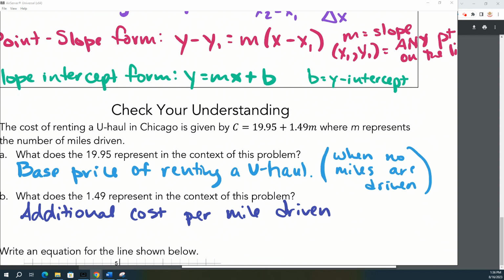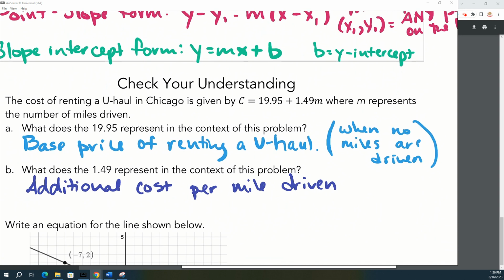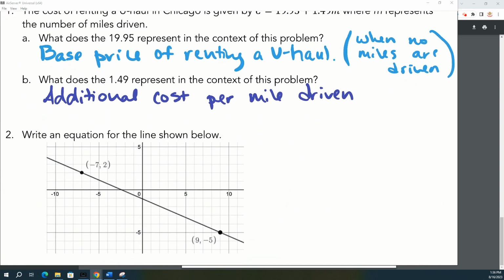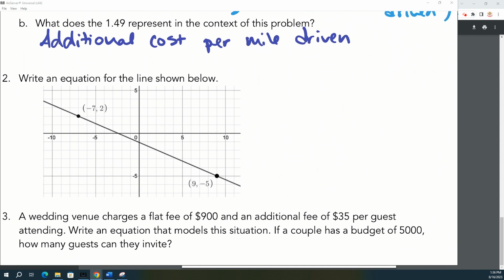All right, so number 2 doesn't have any context. It's just a regular old line graphed on the coordinate plane. And we want to write the equation for this line. So to write the equation, we do need to know the slope. So you can find the slope 2 different ways, and it's completely up to you. You can take the points and actually do the subtraction on the top and the bottom, or you can count. Just figure out the change. I'll do it both ways. You can decide which way you like better.